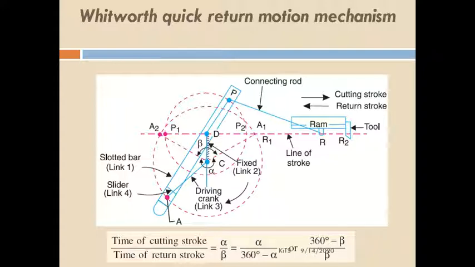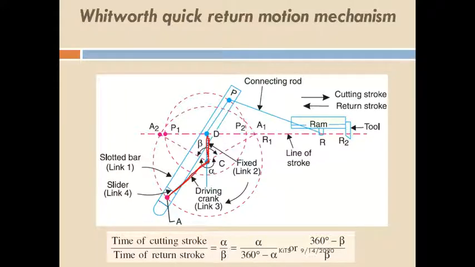First of all, CD. CD is a fixed link. Okay. There is a crank. The crank is CA. CA is a crank. Always the crank will have rotary motion. Don't forget it. CA is the crank.